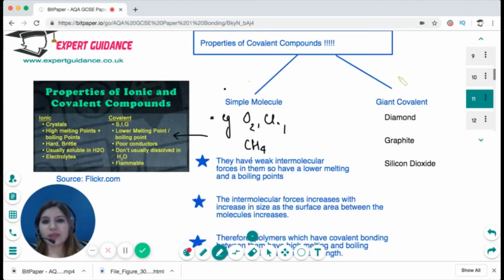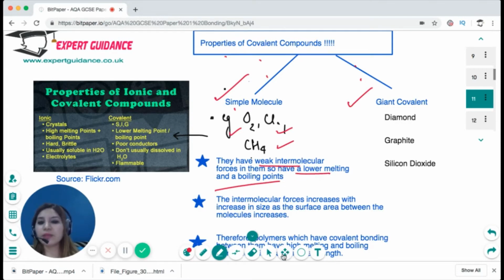Okay, now since we have done covalent compounds, we should know the properties of them. Covalent compounds are classified into simple molecular and giant covalent. Simple molecules are oxygen, chlorine, and methane. They have weak intermolecular forces between them, therefore they have low melting and boiling points.